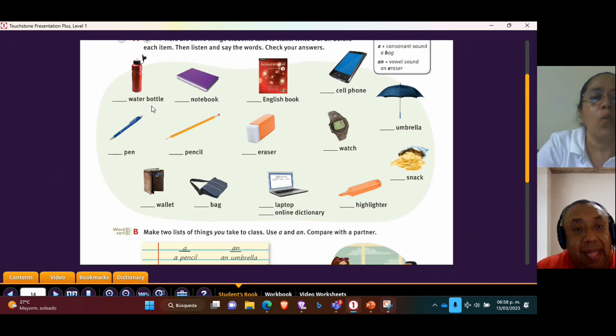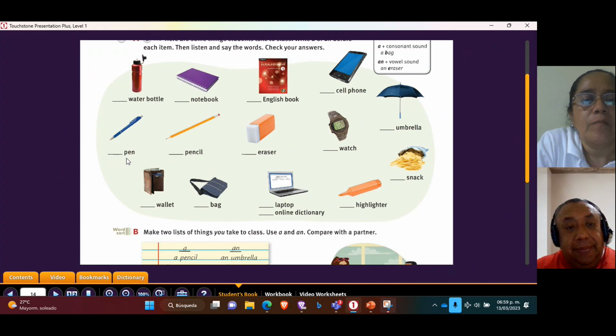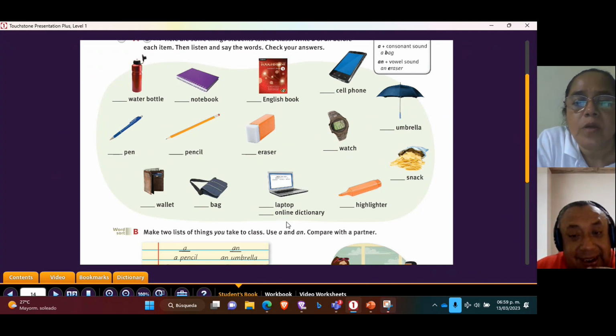Water bottle. Notebook. English book. Cell phone. Umbrella. Watch. Eraser. Pencil. Pen. Wallet. Bag. Laptop. Online dictionary. Dictionary. Bien. Highlighter. Snack. Bien, Mari.